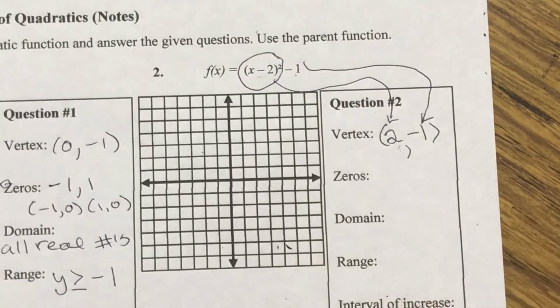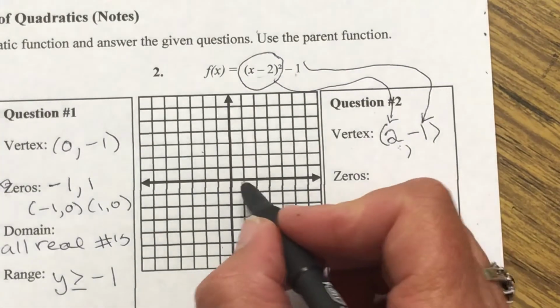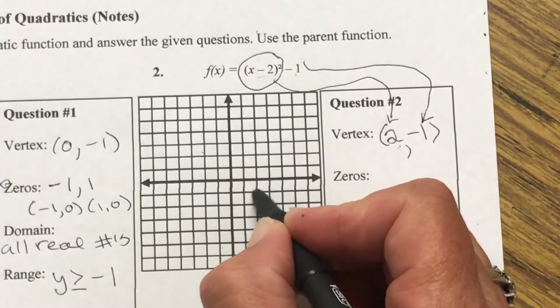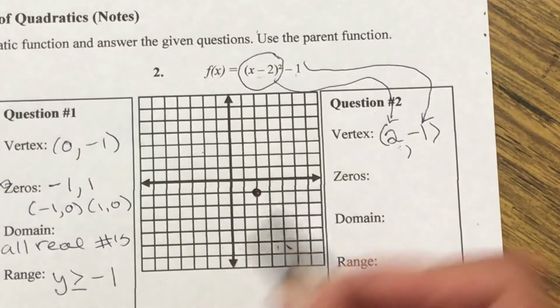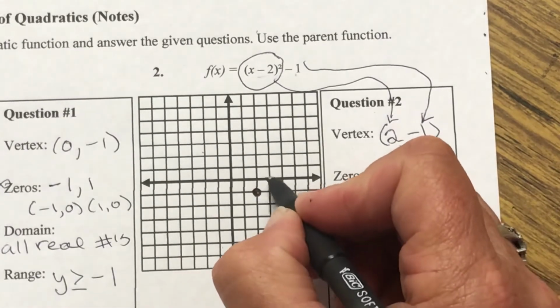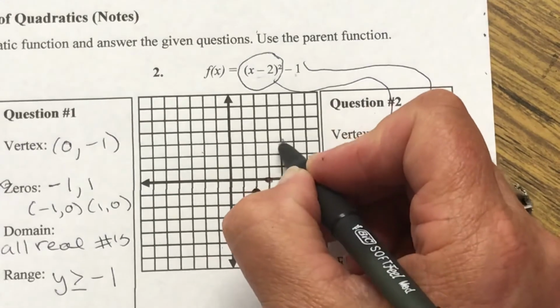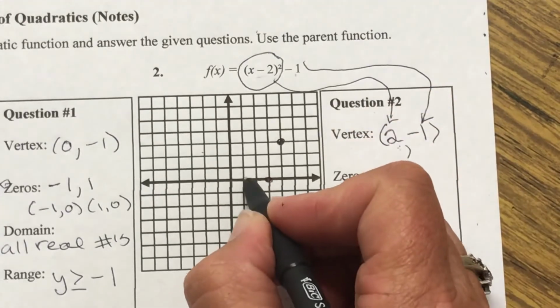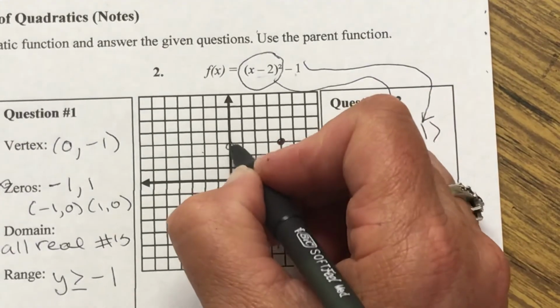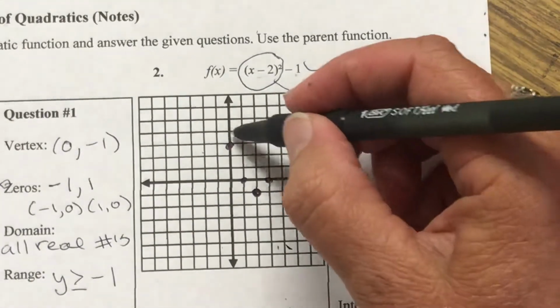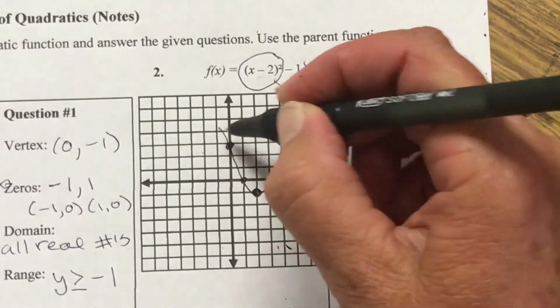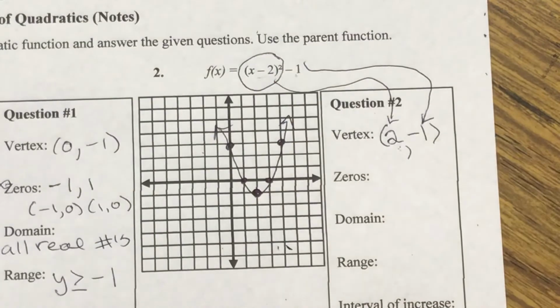So I'm going to go ahead and plot the point 2, -1. Go over 2, down 1. I'm going to use that parent function, 1, 1, 1, 3, 1, 1, 1, 3, and then I'm going to connect my points. Great. So we've already answered one of the points, the vertex.